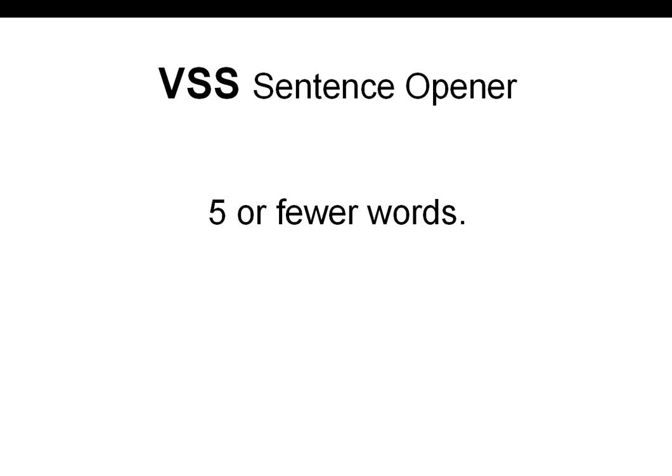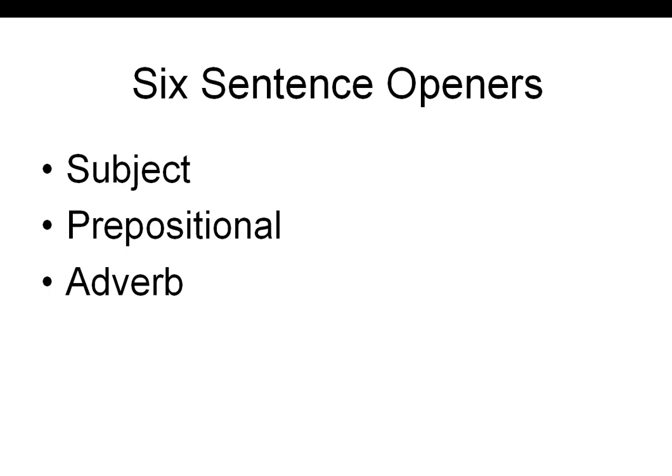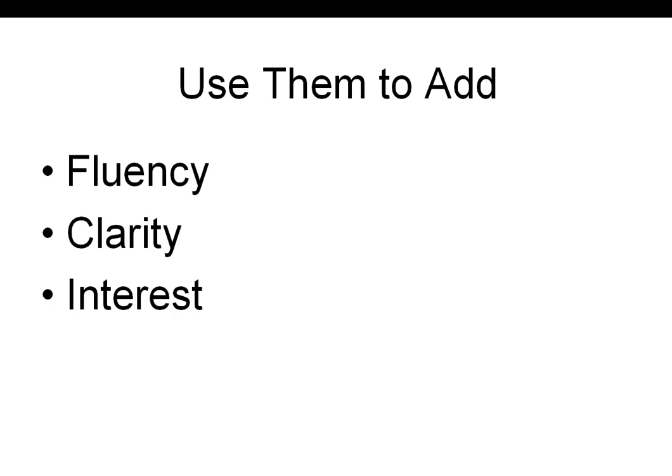Very short sentence openers, 5 or fewer words. How about this? Disaster awaited. So we have 6 sentence openers. Subject, prepositional, adverb, ing, clausal, VSS. How to use them? Use them to add fluency, clarity, and interest to your writing.